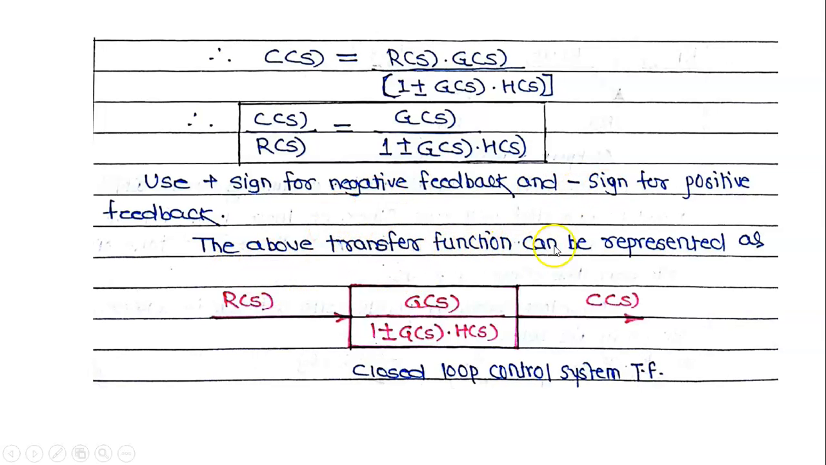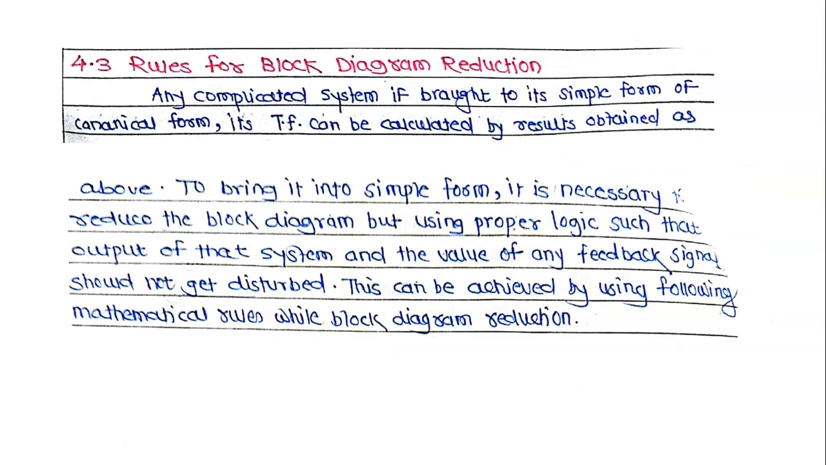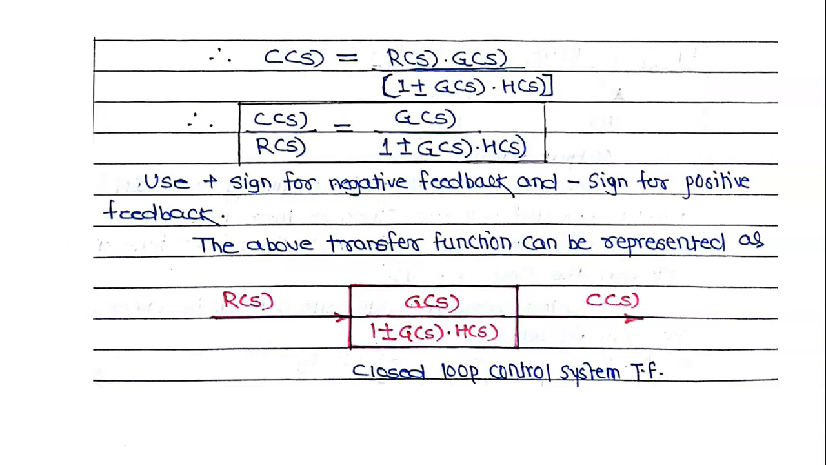Therefore, the above transfer function can be represented as R(s) into the block G(s) divided by 1 plus or minus G(s) H(s) is equal to C(s). This is known as the closed loop transfer function of the system. Now we will stop here, and in the next lecture we will see the rules of block diagram reduction.